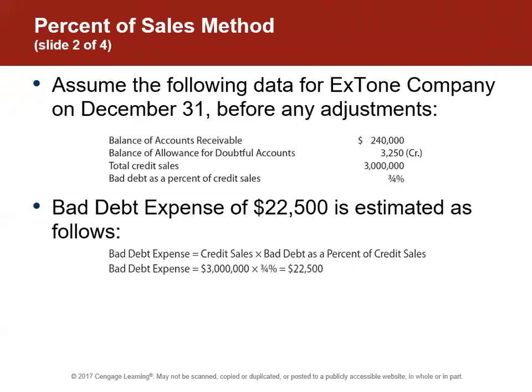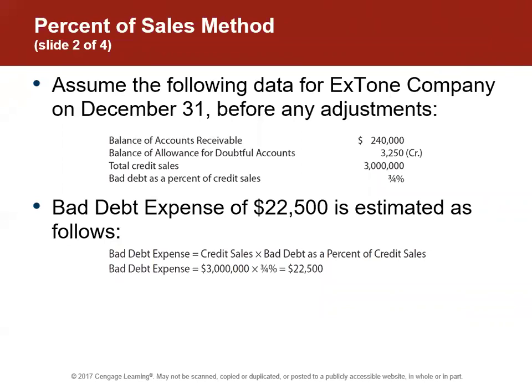So for example, we have Extone Company. On December 31st, before any adjustments, we have a balance on our accounts receivable of $240,000. Our allowance for doubtful accounts has a credit balance right now of $3,250. And we have total credit sales of $3 million. So pretty big amount. They're saying they're going to use the percent of sales method to do that adjusting entry, to get bad debt expense.